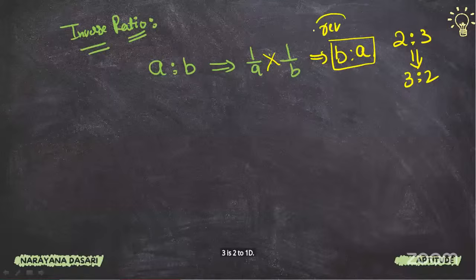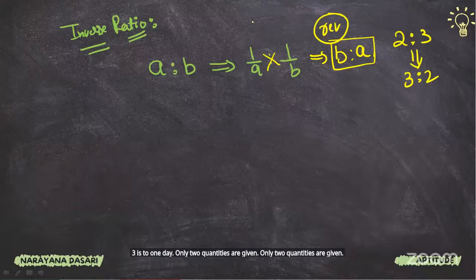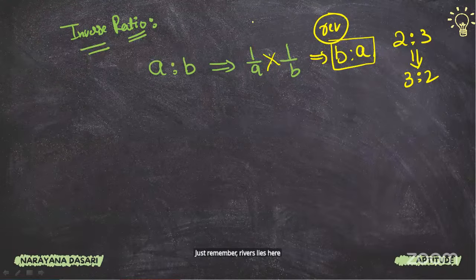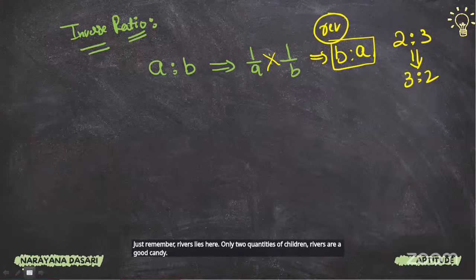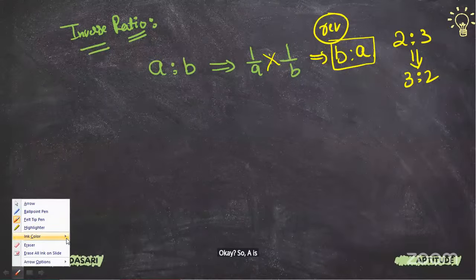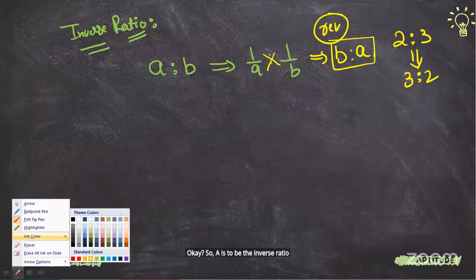Only two quantities are given. Just remember reverse, guys, here. Only two quantities ఇచ్చినప్పుడు మాత్రమే reverse అని గుర్తుపెట్టుకోండి. Okay. So A is to B, the inverse ratio is B is to A.